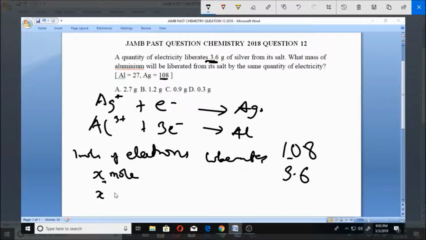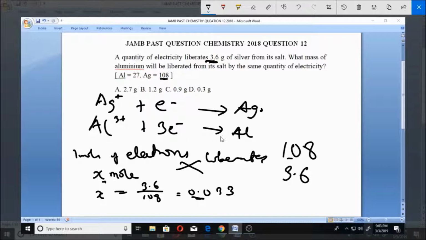You cross multiply, x is equal to 3.6 all over 108, and this will give you 0.033. So if you do 3.6 over 108, you have 0.033. So this is the quantity of electricity that we are talking about. So this quantity of electricity, how many gram of aluminium will it give?